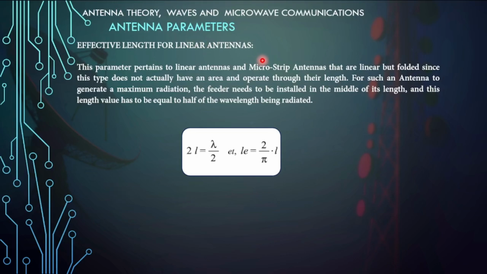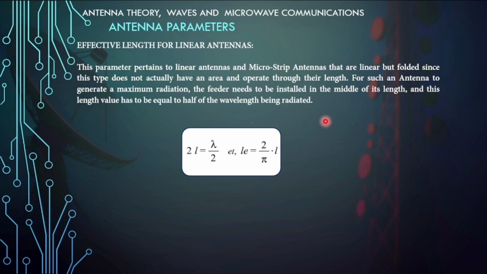Effective length for linear antennas. This parameter pertains to linear antennas and microstrip antennas, which are the printed circuit antennas, if you are familiar with them, that are linear. Microstrip antennas can be linear but folded in a spiral shape, but they are printed antennas. That's why it is no longer needed to carry a mobile phone with an antenna that needs to be stretched outwardly. No, they are printed and folded on the inside. So they operate through their length, as we mentioned.